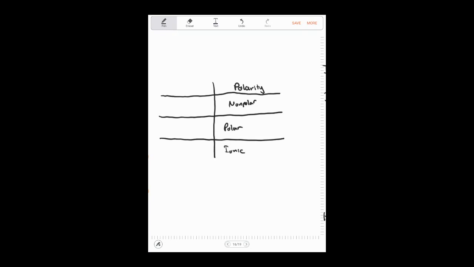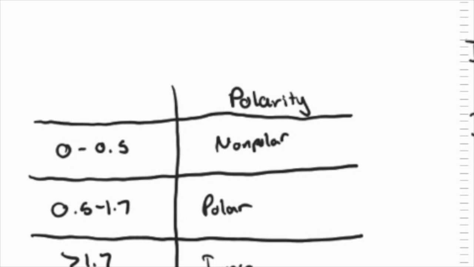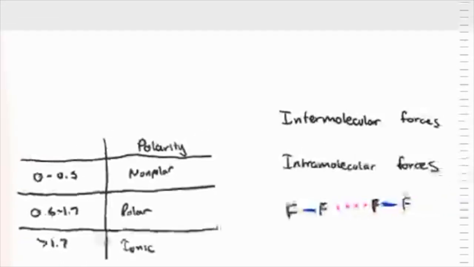Okay, to start off, to quickly review polarity, the difference in the two electronegativities of a bond connecting two elements determines if a molecule is polar or not. If the difference in electronegativities is between 0 and 0.5, it is nonpolar. If the difference is between 0.5 and 1.7, it is considered polar, and if the difference is greater than 1.7, it is considered ionic. Now onto the main concept of the video.